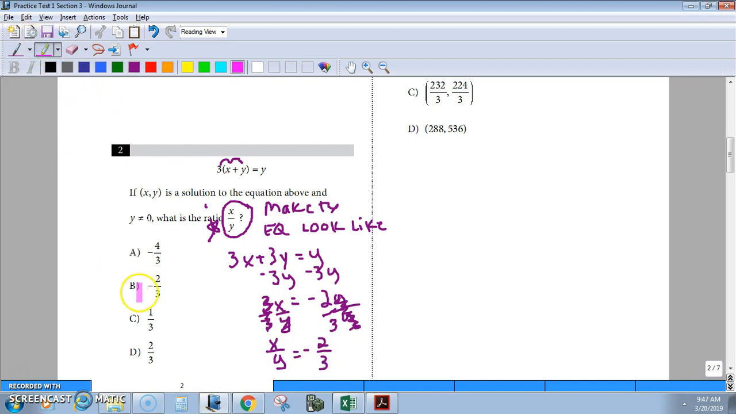Okay, but this is kind of a tricky one, so don't beat yourself up if you didn't get it. But remember what I said. We want to make the equation look like what it's asking for. So when I was able to do that, I was able to get the answer.